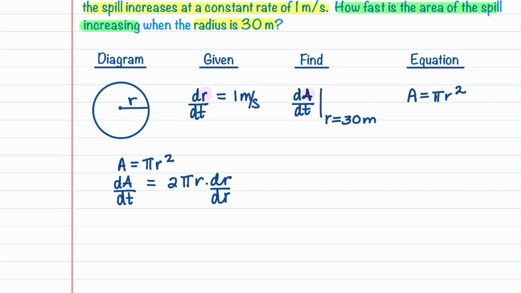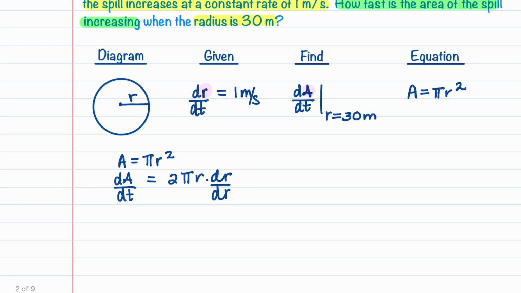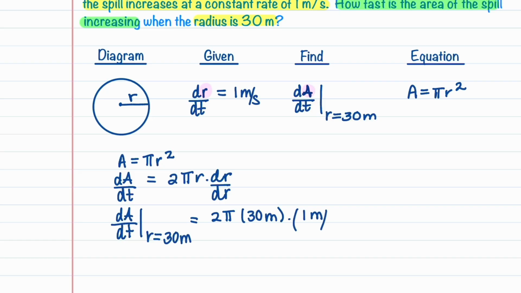Now we want to let our radius be equal to 30 meters. So we're going to find dA/dt when r is 30 meters. So this is 2 pi times 30 meters times dr/dt, which we are given, and we are told that is 1 meter per second. So this gives us an answer of 60 pi meters squared per second. We can now say that the area of the spill is increasing at a rate of 60 pi meters squared per second.